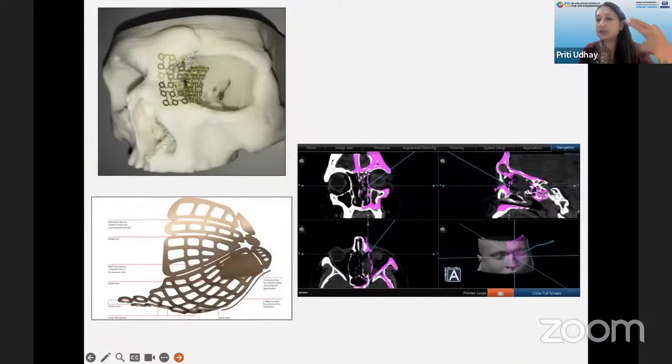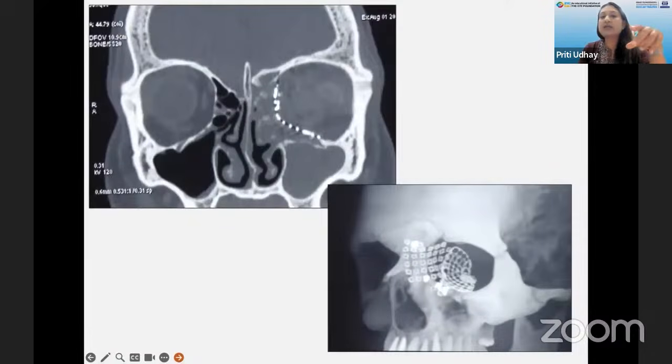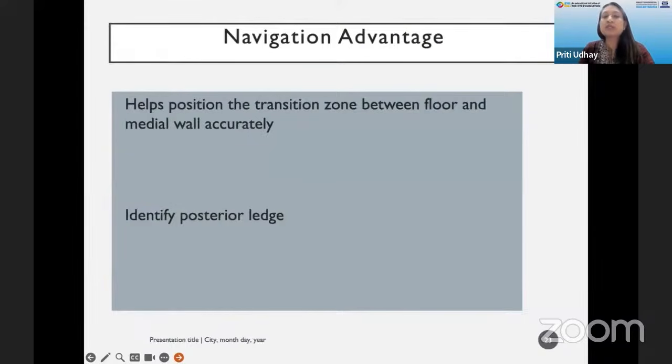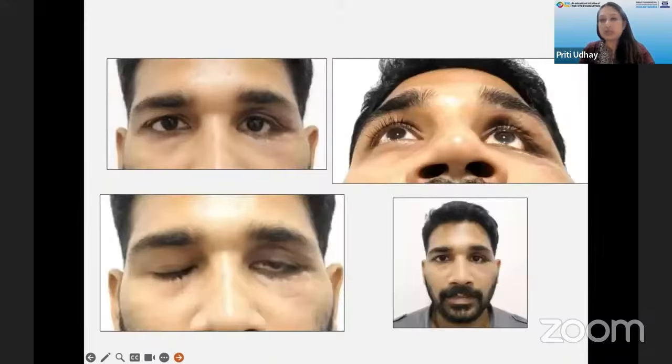So two ways of checking that your reconstruction is adequate. And in these kind of cases, there is a big empty space between the medial wall as well as the floor. You won't know exactly where to place this transition zone between the floor and the medial wall. And navigation or pre-op planning helps you to do that. And once your reconstruction is perfect, your cosmetic outcome will be good. So it helps you to position the transition zone well in these cases.